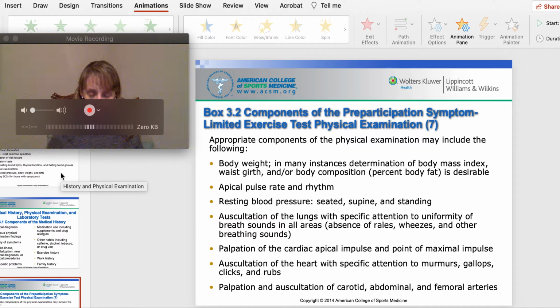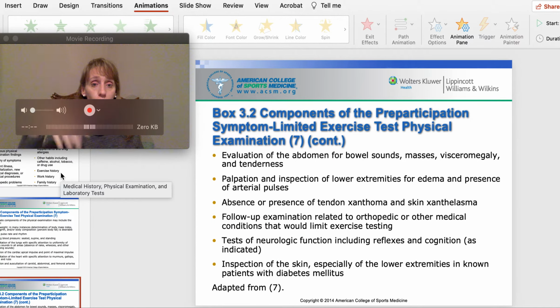We are exercise physiologists. We are not physicians. We are not diagnosing heart murmurs or lung sounds. We are telling them what we think we hear on the intake of your patients. So while they're exercising, if things change, you have a baseline you can refer back to. Palpation and auscultation of the carotid. So you can listen to the carotid artery, the heart, the abdominal and femoral artery, to hear that blood swishing through there. Abdomen sounds, so the GI system, lower extremities.